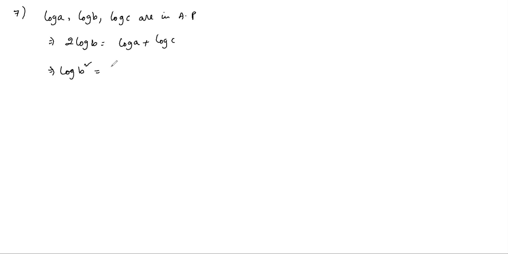Next, log A, log B, log C are in AP, and log A, log 2B, and log KC are in AP. Log A, log B, log C are in AP, which implies A, B, C are in GP. 2 log B is nothing but log B square. So log A plus log C is log AC. By removing the logarithm, B square equals AC. This is also one of the properties: if logarithms are in AP, the terms are in GP.